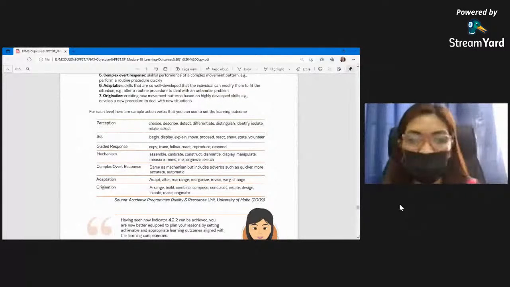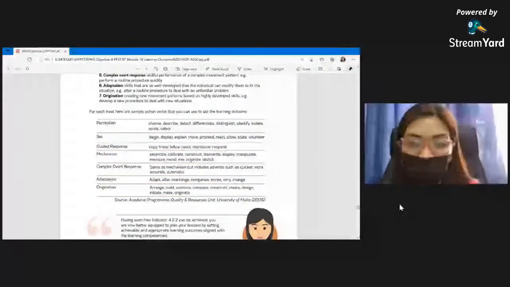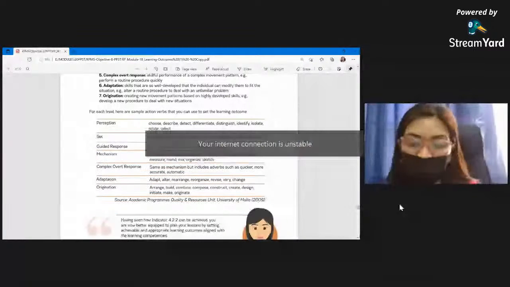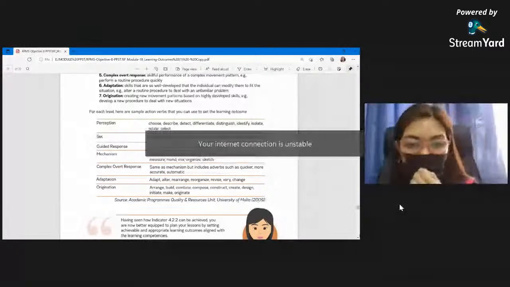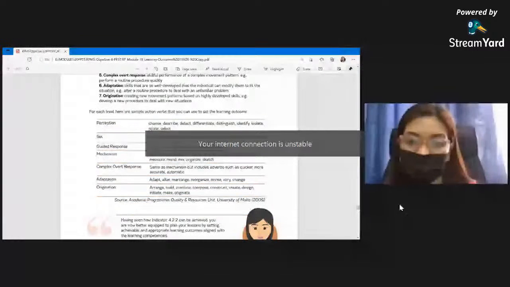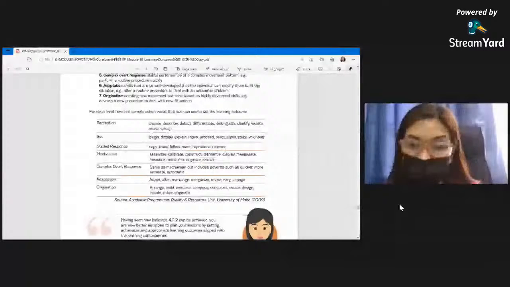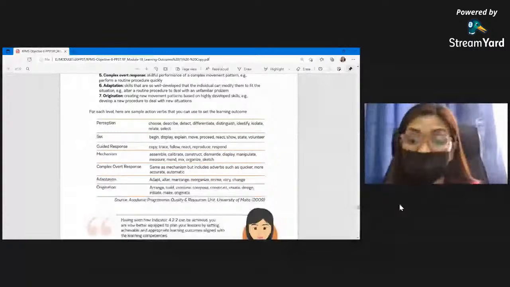Then mechanism: assemble, calibrate, construct, dismantle, manipulate, measure, mend, mix, organize, and sketch. Then complex overt response, same as mechanism but includes adverbs such as speedily. So it is leveled up from mechanism. Such as speedily, more accurate than automatic.